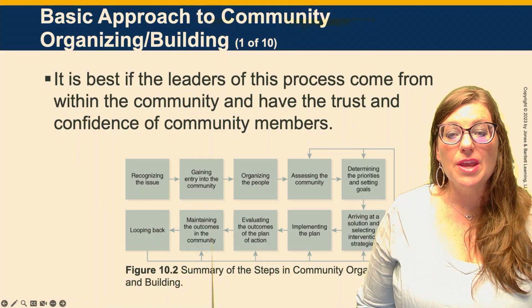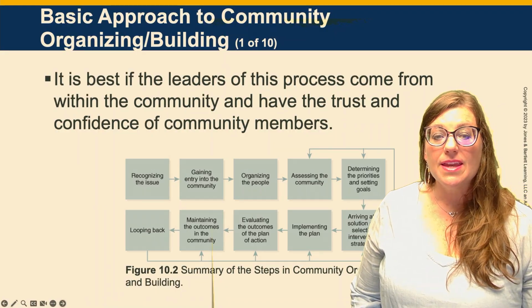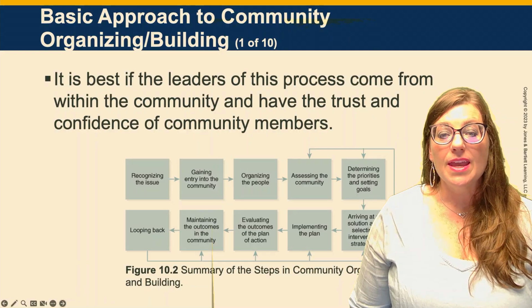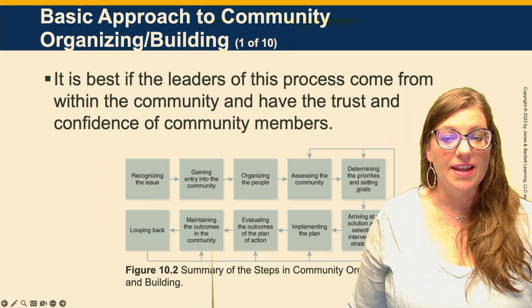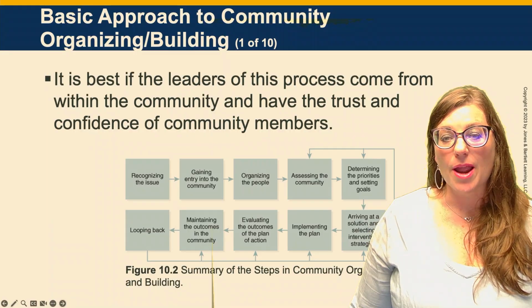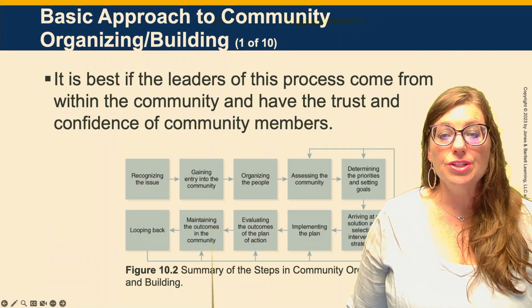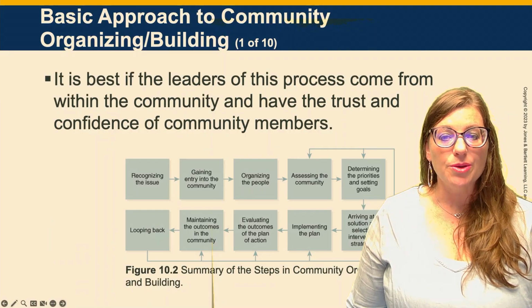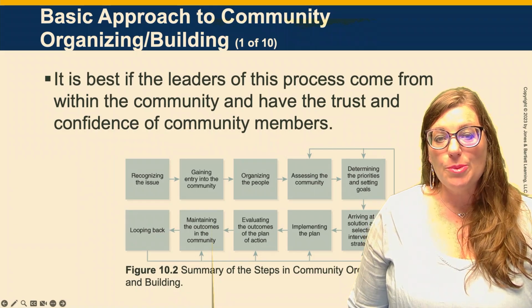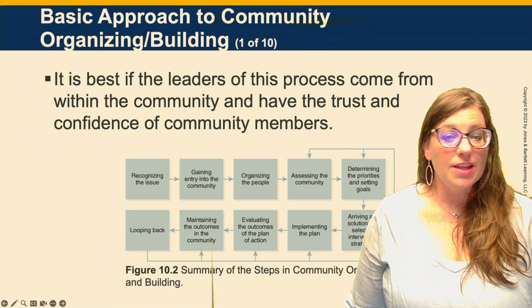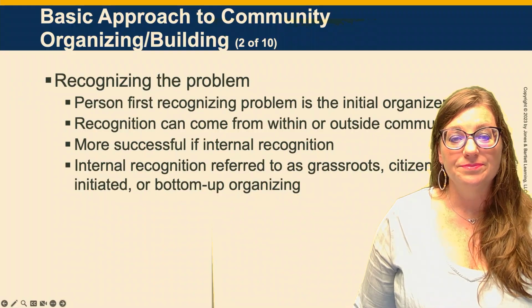Here's a visual of the overall process. It begins with identifying an issue, entering the community, organizing the people, assessing the needs and assets, and setting priorities. From there, solutions are developed, implemented, evaluated, and most importantly, maintained. These looping back steps remind us that change is not a linear process.